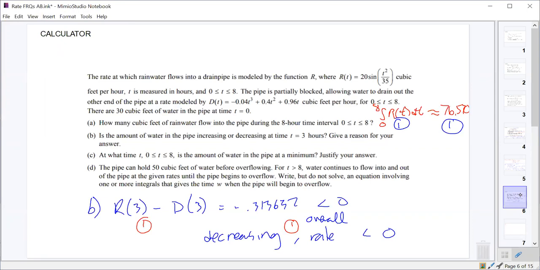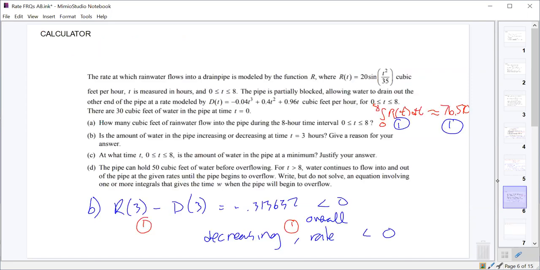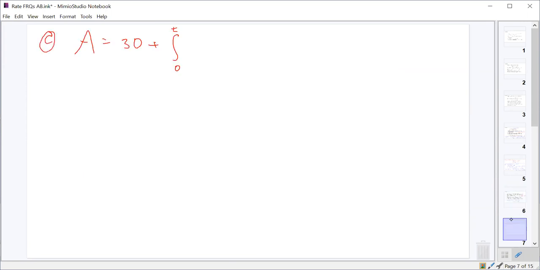All right, part C. We want to know at what time between 0 and 8 the amount of water in the pipe is at a minimum. So we need to write a function to represent the amount of water in the pipe. We'll just call that A. The amount of water is the initial amount, which was 30, plus an integral from 0 to some t value of the rate at which it enters, which is r of x, minus the integral from 0 to t of the rate at which it drains out, d of x dx.